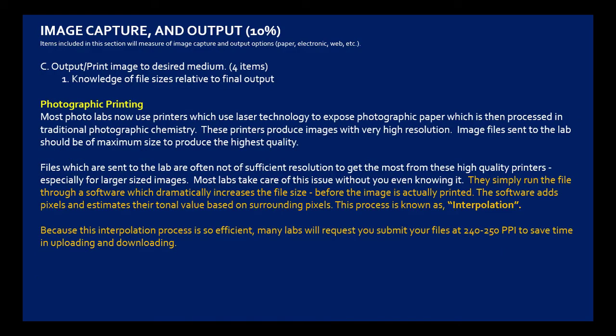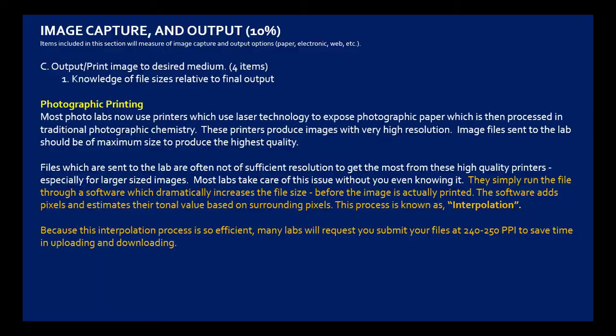For photographic printing, most photo labs now use printers which use laser technology to expose photographic paper, which is then processed in traditional photographic chemistry. These printers produce images with very high resolution. Now you should contact your lab and let them tell you what the best resolution is for printing on their equipment. Generally, it's probably going to be around 240 to 250 PPI.